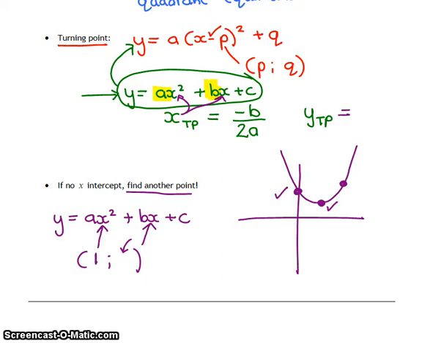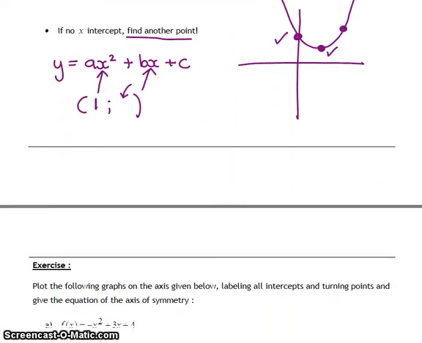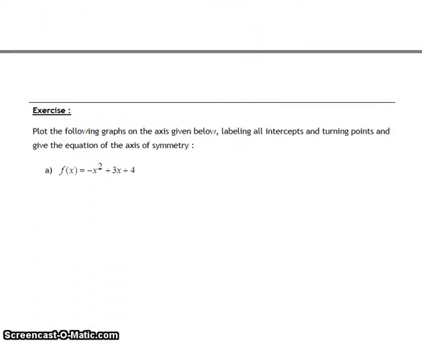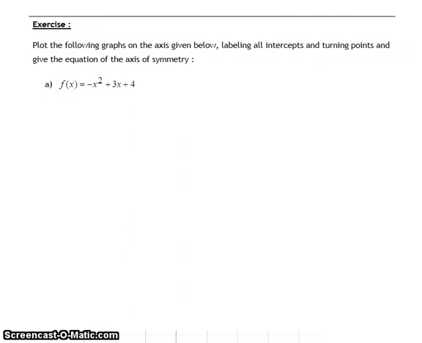Let's look at an example. The first example says, plot the following graphs on the axis given below, labeling all intercepts, turning points, and give the equation of the axis of symmetry. Now, in every single question we do, in every function, we are going to label all important points, which often include turning points if there are, intercepts, asymptotes, etc. Right, intercepts and turning points.